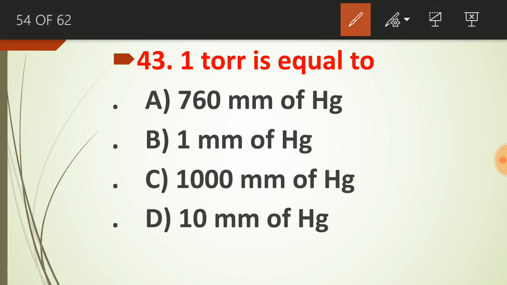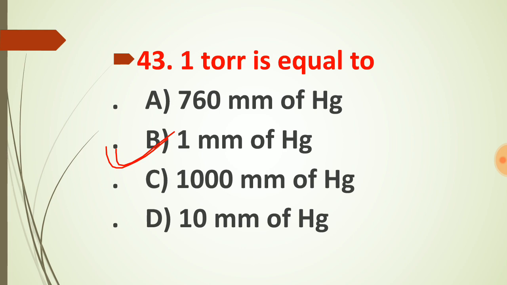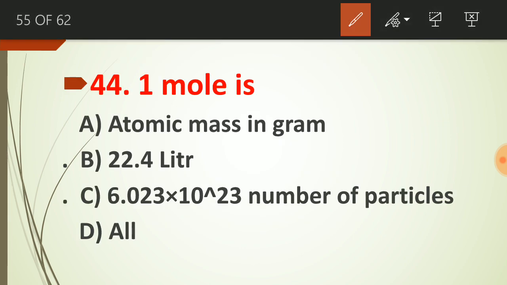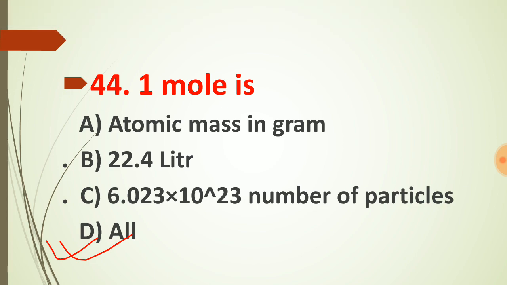1 torr is equal to 1 mm of Hg. Do remember this type of question, the unit. Again, 1 mole is the amount of substance in gram, 22.4 liter volume, 6.023 into 10 to the power 23 number of particles. These all are correct. Mole concept is an important question for your examinations, and in class 11 also you have to study it in detail. So 1 mole means the amount of substance or atomic mass expressed in gram, 22.4 liter volume, and 6.023 into 10 to the power 23 number of particles. These all are the definition of 1 mole.